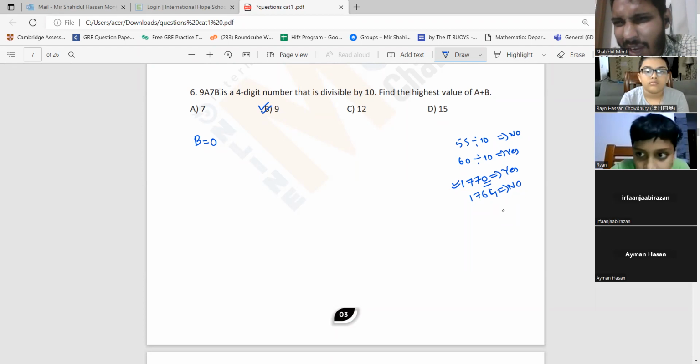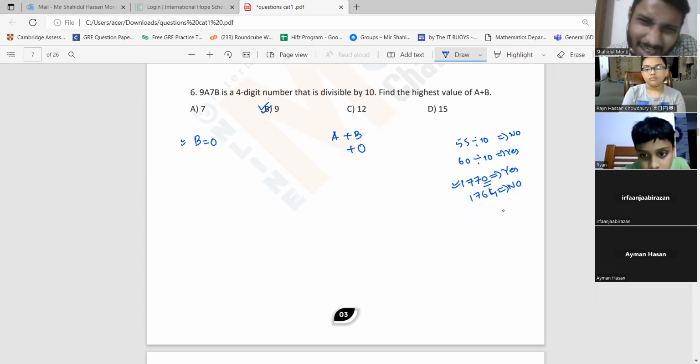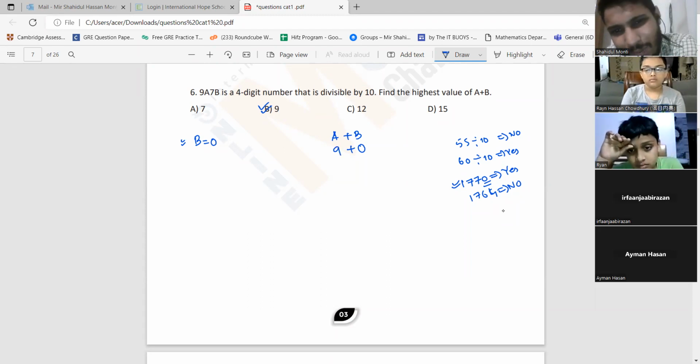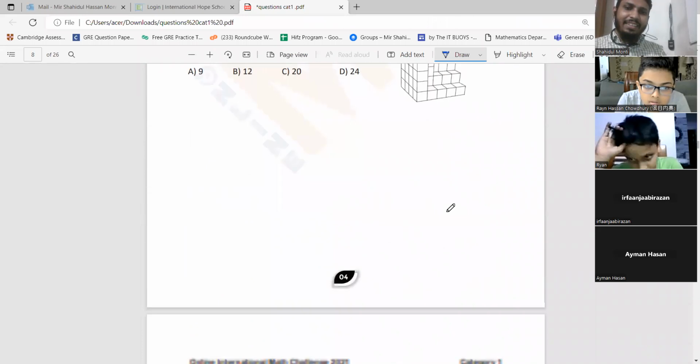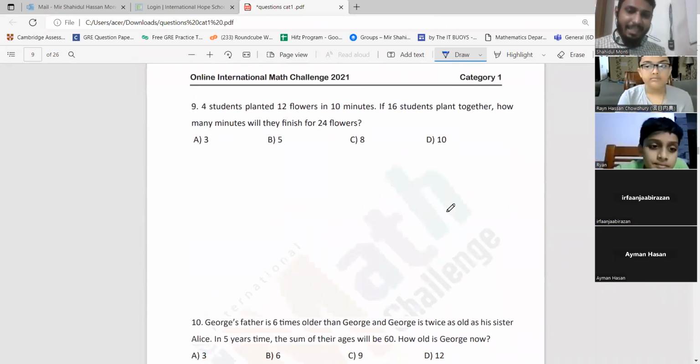Now we have to find the highest value of A plus B. You want to add two numbers and get the highest value, so you have to find the highest values of A and B. We have deduced that B is equal to 0. What about A? A can be any number. Let's say A is equal to 9. So 9 plus 0 is equal to 9. So the highest value of A plus B is equal to 9. Ayman, can you follow me now? Yes, sir. Okay.